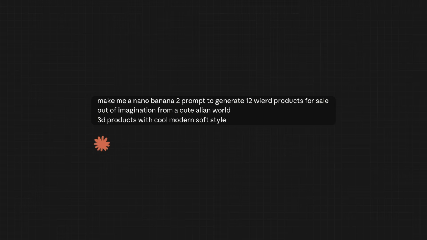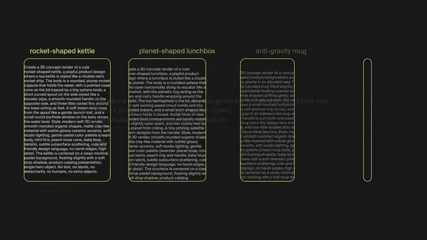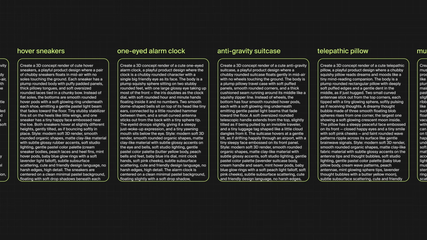Let's continue with the next portion, generating weird alien 3D objects. I started by asking Claude this: make me Nano Banana prompts to generate 12 weird products for sale, straight out of imagination from the cute aliens world, 3D products with a cool, modern, soft style. And Claude gave me the 12 prompts for the 12 products.